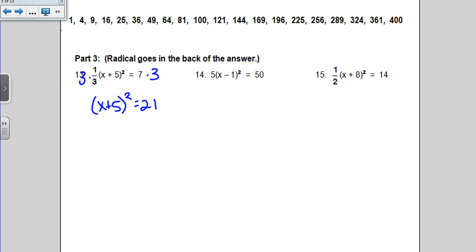Now at this point we're stuck. We can't do anything until we get rid of that squared. So I'm going to go ahead and square root both sides of the equation. So on the left hand side we still have x plus 5.